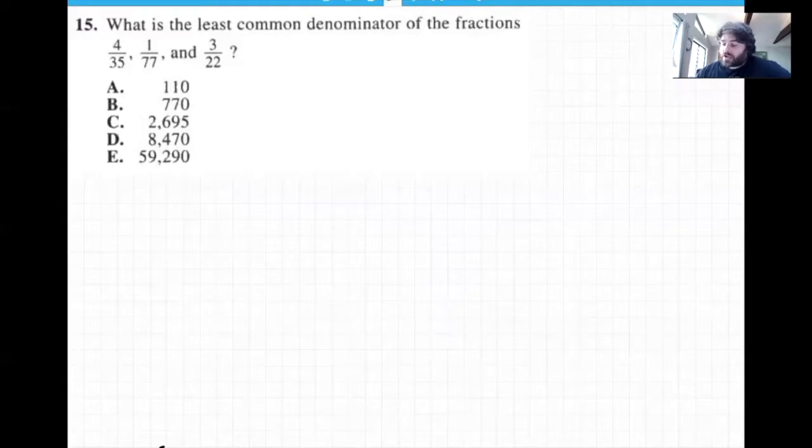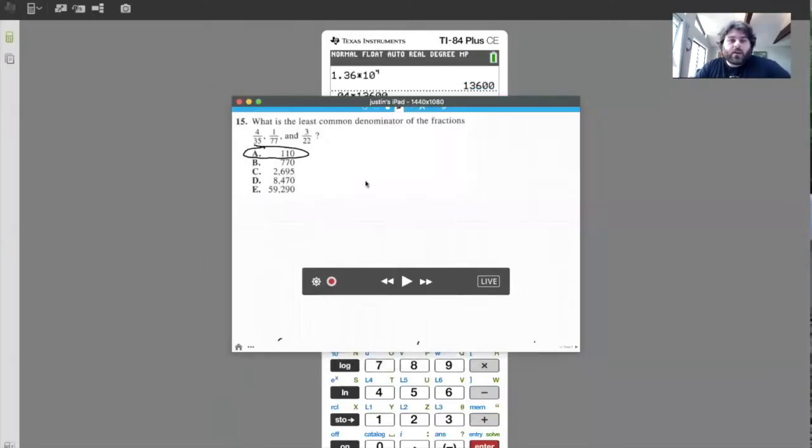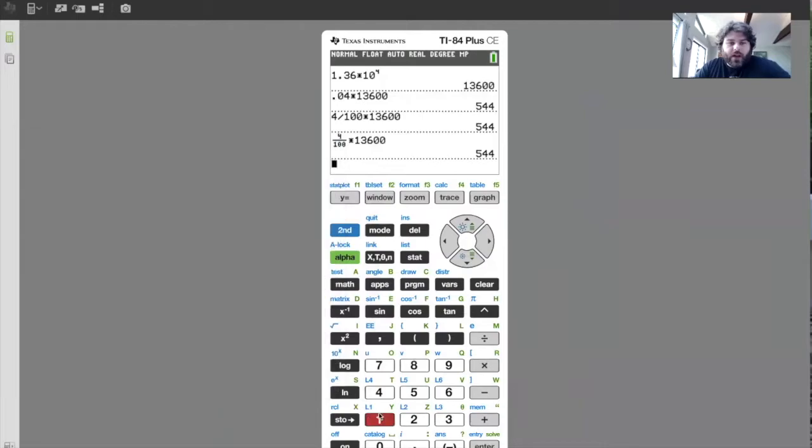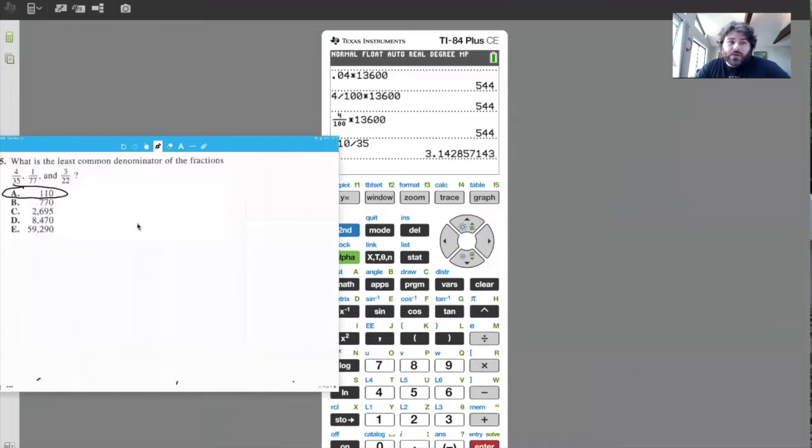What I would do is just take the smallest answer choice, that is 110, and divide it evenly. Like, does 110 go into 35, or does 35 go into 110? So we're going to divide it. We're going to take 110 and divide it by 35, because if it's a multiple, it'll divide evenly, and it does not divide evenly. So we know that answer choice A is out.